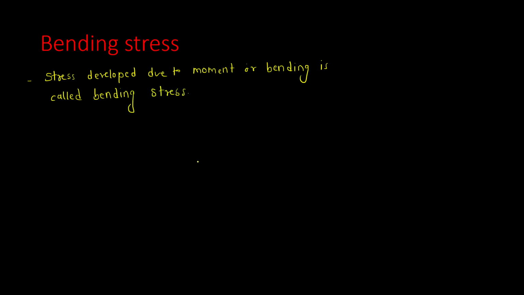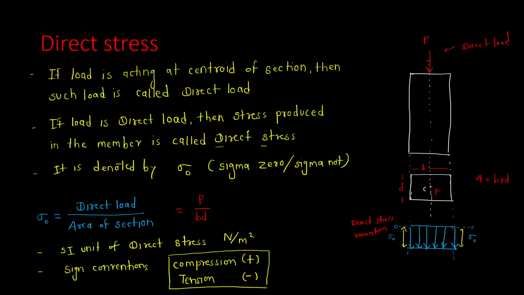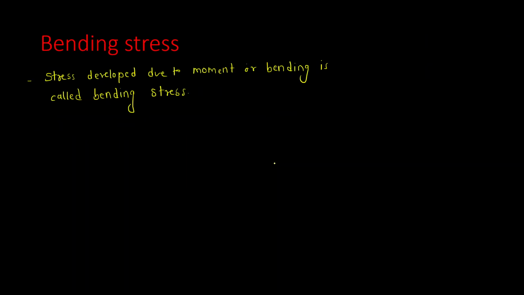So the direct stress was produced due to the action of load, but bending stress is produced due to the action of moment. Okay, so we have force and we have moment. Force is producing the direct stress, moment is producing the bending stress. It is denoted by sigma b. Okay, sigma b.